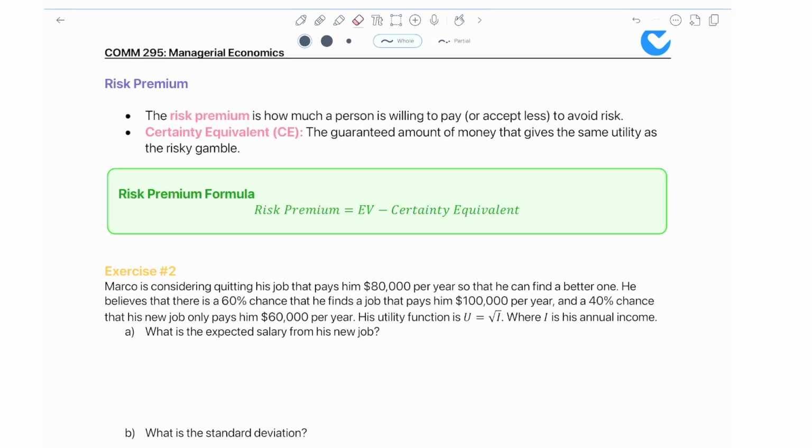How much somebody who is risk averse is willing to give up. How much are they willing to pay so that they don't have to take the risk? Okay. The formula is pretty straightforward. Well, the formula is straightforward, but then there's steps.